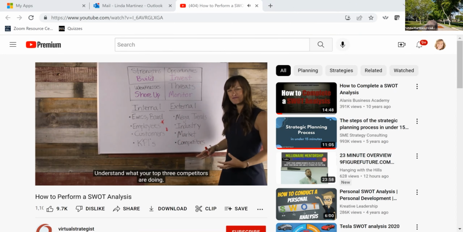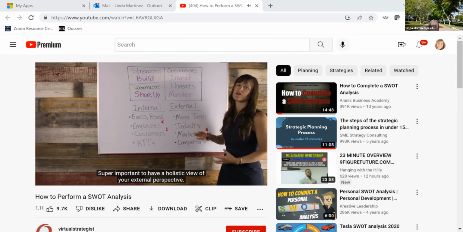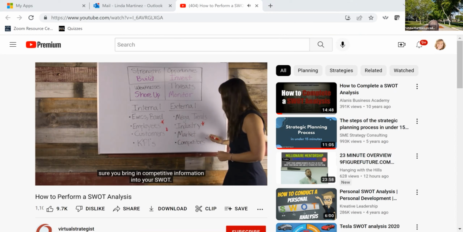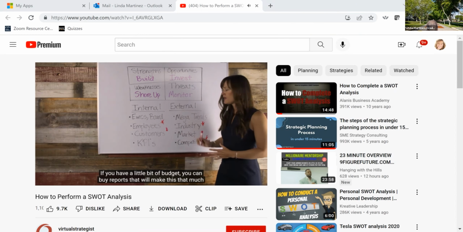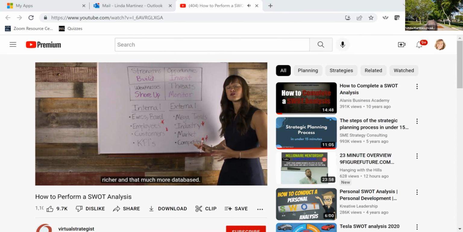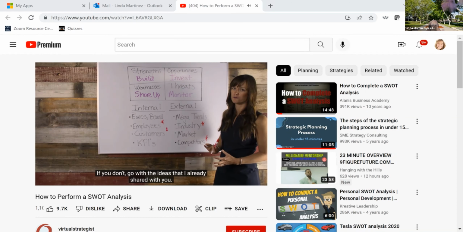Competitors, everybody has competitors. Understand what your top 3 competitors are doing. Super important to have a holistic view of your external perspective. Same thing, if you're pressed for time, make sure you get industry information and make sure you bring competitive information into your SWOT. If you have a little bit of budget, you can buy reports that will make this that much richer and that much more data-based. If you don't, go with the ideas that I already shared with you.